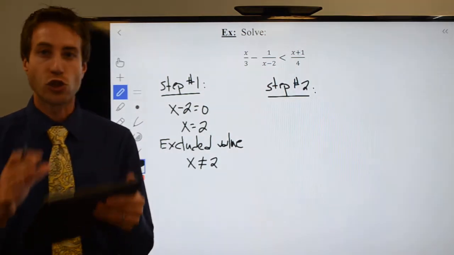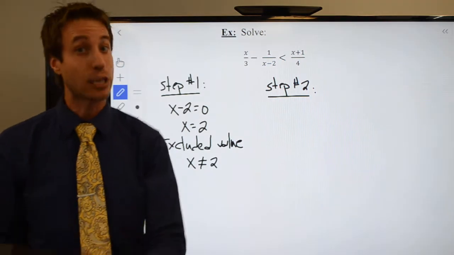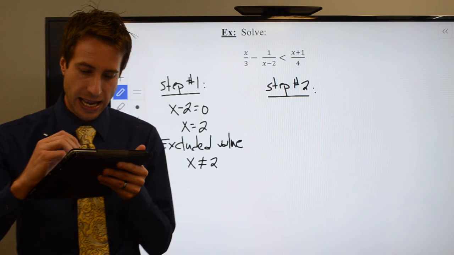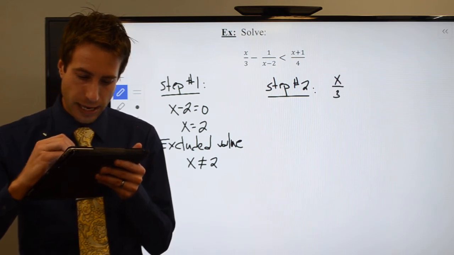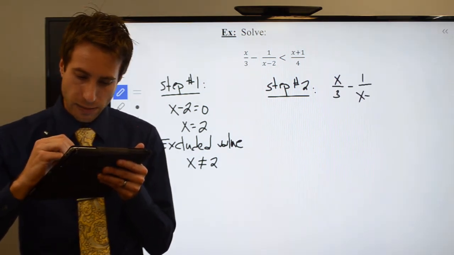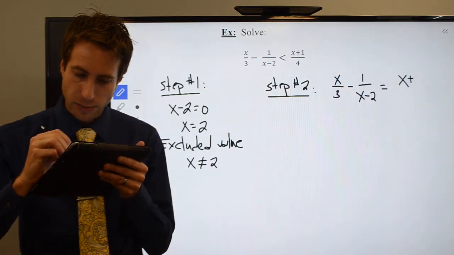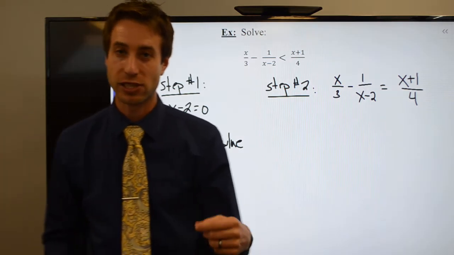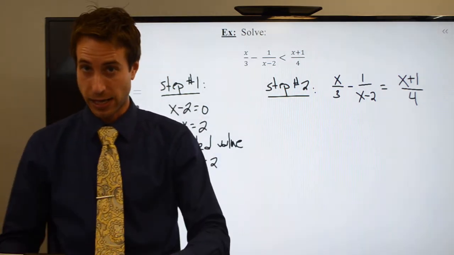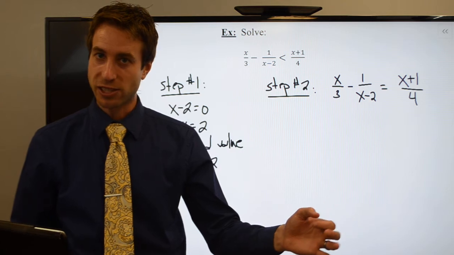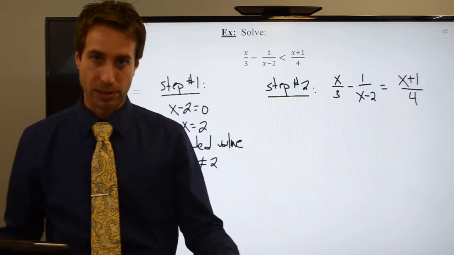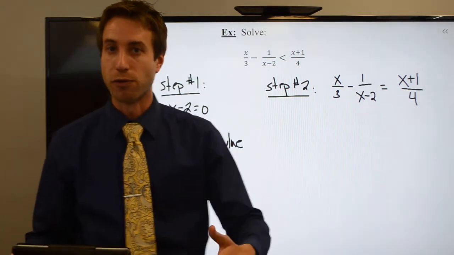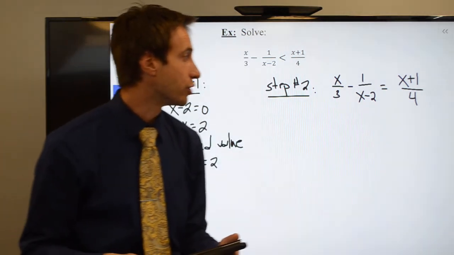Well, step number 2 is to solve the related equation, which means ignore the inequality, just drop an equal sign in there. So I'm going to have x over 3 minus 1 over x minus 2 is equal to x plus 1 over 4. Well, we just got done doing a ton of these on the previous pages in this note set. You know that you need to find the LCM, multiply everybody by the LCM, and then see what happens. Your denominators should go away, the fractions should go away, solve for the variable, and so let's go ahead and jump into this.